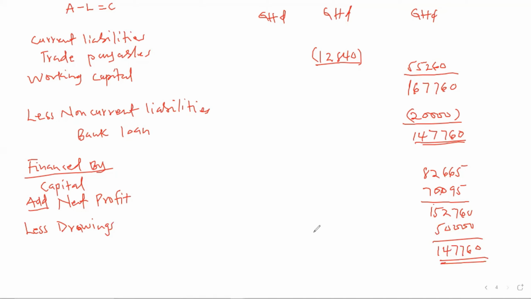So looking at what we've done, we've balanced the statement of financial position. If you're able to do this, you are done. So we have here 147,760, that is the assets minus liabilities, and we have here 147,760, which is also the capital. That is all for this particular question.